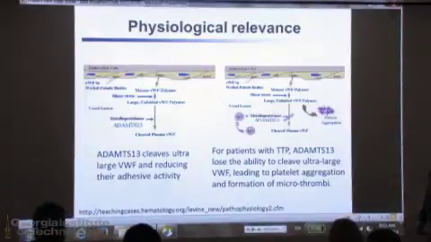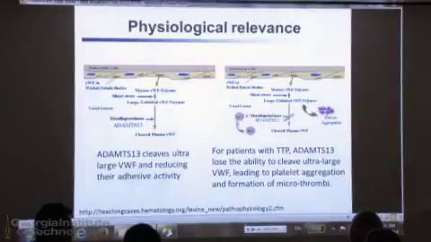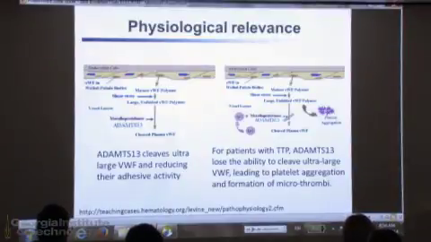If you don't do that, you're going to get TTP, thrombotic thrombocytopenia purpura. It's a disease, one form of it, I think the majority of them, is actually an autoimmune disease where the patient develops autoantibodies that block the activity of ADAMTS13, so we could not cleave this. And as a result, you have platelet aggregation and formation of microthrombi. So it is a physiologically important question.